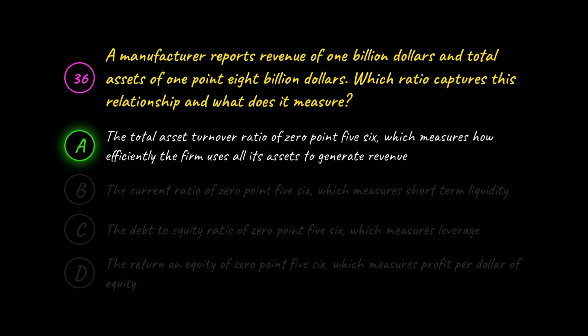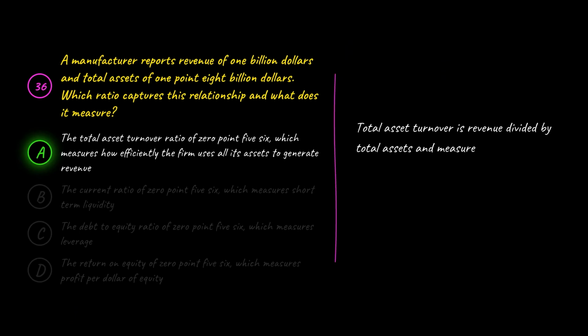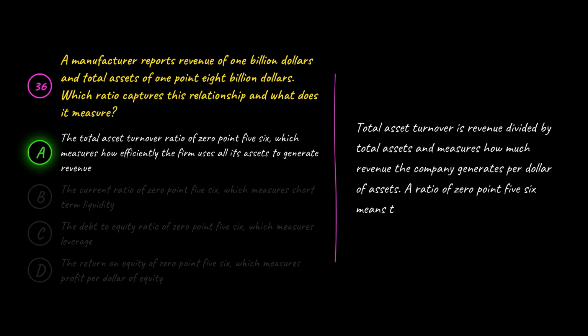The correct answer is A, the total asset turnover ratio of 0.56, which measures how efficiently the firm uses all its assets to generate revenue. A is correct because total asset turnover is revenue divided by total assets and measures how much revenue the company generates per dollar of assets. A ratio of 0.56 means the firm generates about 56 cents of revenue per dollar of assets.